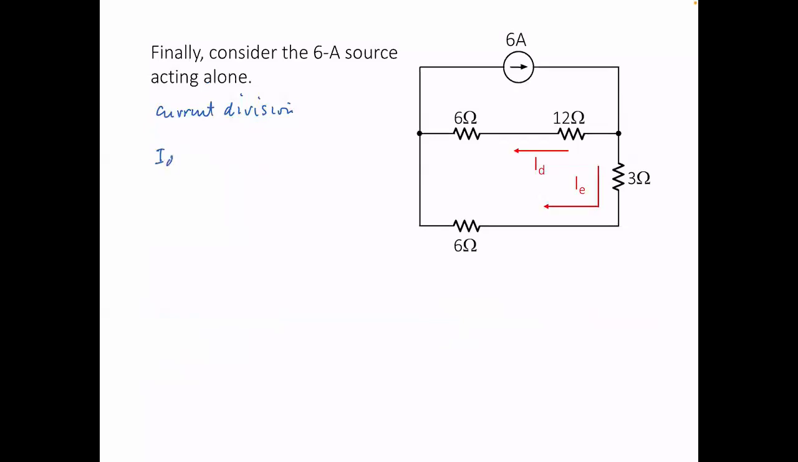So ID is equal to 6 multiplied by 3 plus 6 over 6 plus 12. And IE is equal to 6 multiplied by 6 plus 12 over 6 plus 3 plus 6, no? Plus 3 plus 6. This is 6 plus 12 over 6 plus 12 plus 3 plus 6. Okay. So I now have all of the voltages and currents in each of the resistors due to each source.